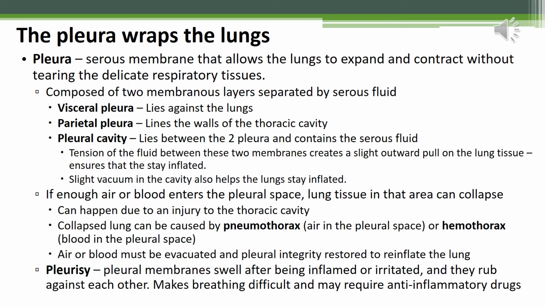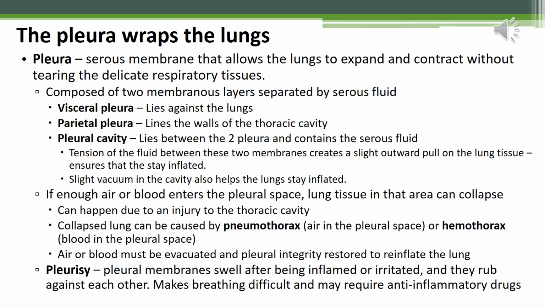Now, the tension of the fluid between these 2 membranes is what creates a slight upward pull on the lung tissue, which ensures that the lungs stay inflated. There's also a slight vacuum in this cavity, which also helps. Now, if enough air or blood enters the pleural space, the lung tissue in that area can collapse. This may happen due to an injury to the thoracic cavity.